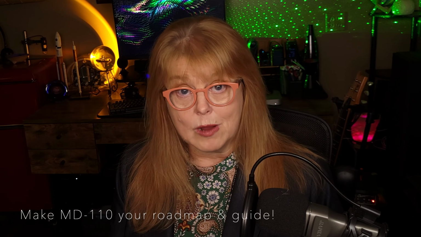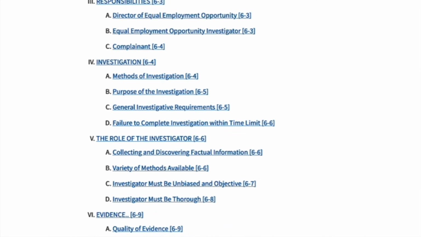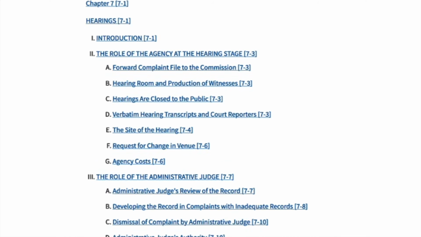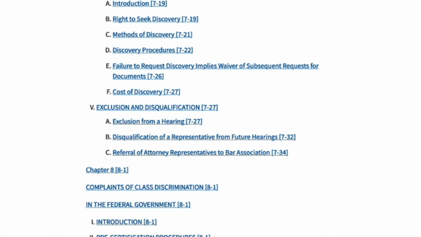MD-110 lays out all the requirements and procedures that govern the federal EEO process. It's essentially a user's manual that tells us exactly how the federal process is supposed to work. The more familiar we are with MD-110, the better we'll be at recognizing when our agency tries to alter or shortcut the process in ways that favor them, so we can call it out.